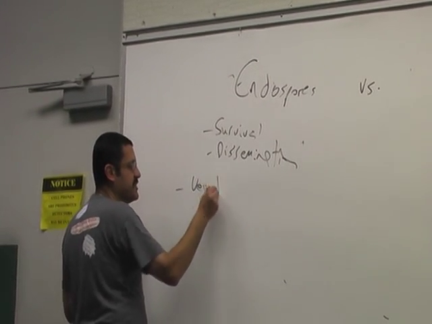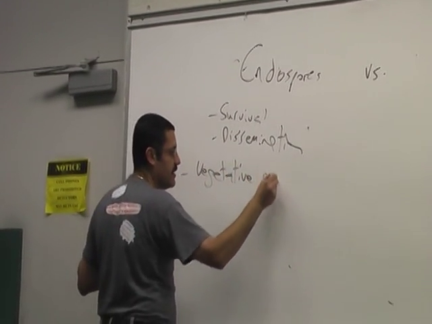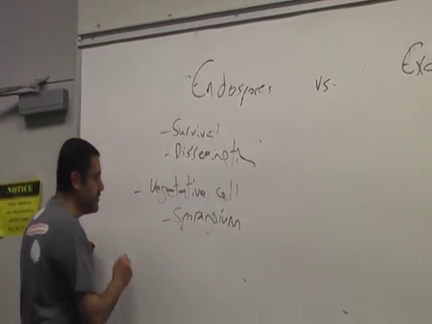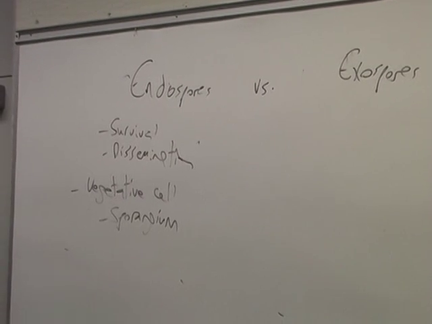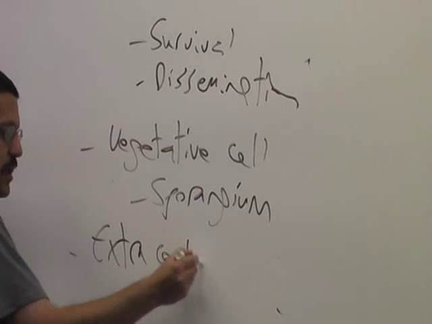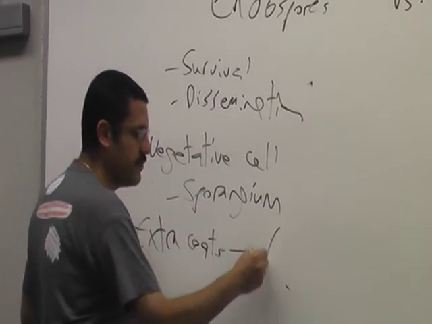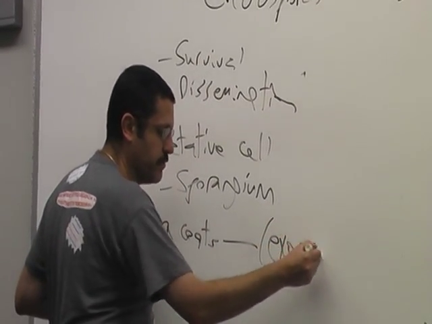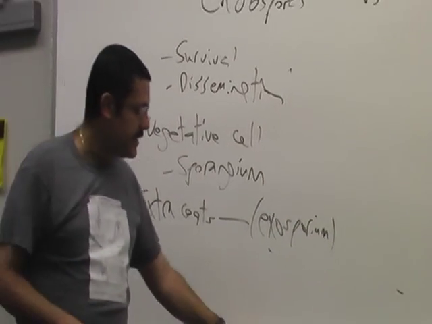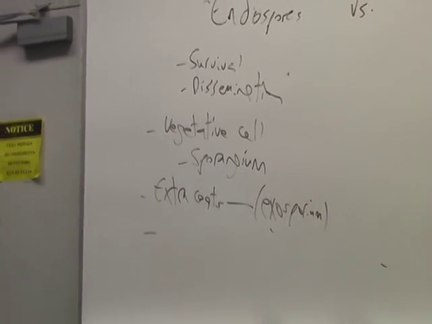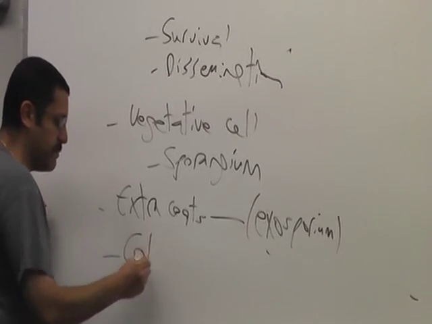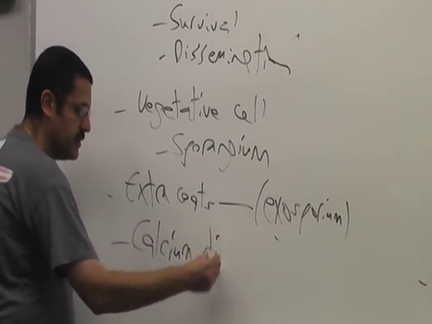Remember, vegetative cell, specifically it's called the sporangium. It is very resistant, so it has extra coats. Please remember that it has extra coats. And the outermost of which is called the exosporium. Does anyone remember the chemical that makes them heat resistant or contributes to heat resistance? Calcium. Well, this is going to be a while. Calcium dipicolinate.